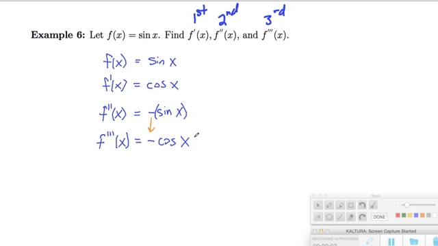So that's an example of trig functions where you're having to take higher order derivatives, meaning second derivative, third derivative, and on from there. Now, if you're ready, we're going to do one last example.